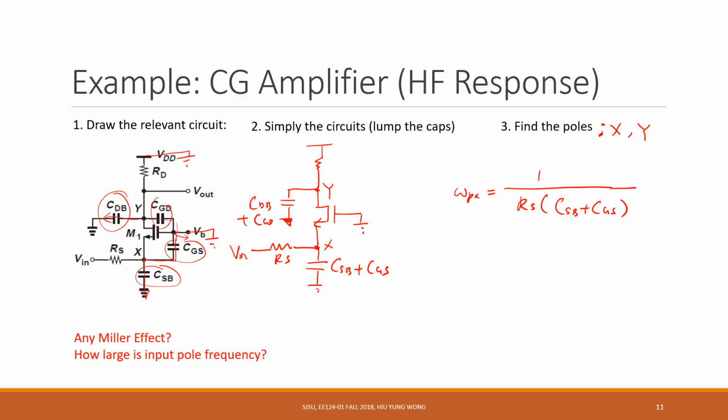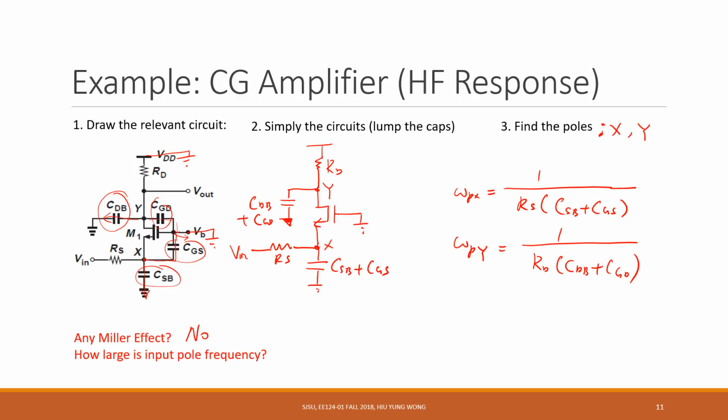And then for Y, what do we have? This is RD, right? We have RD times CDB plus CGD. Okay? What's so special here? You see that we don't have Miller effect in common gate amplifier. This is very good because there's no capacitor connecting the input to the output.